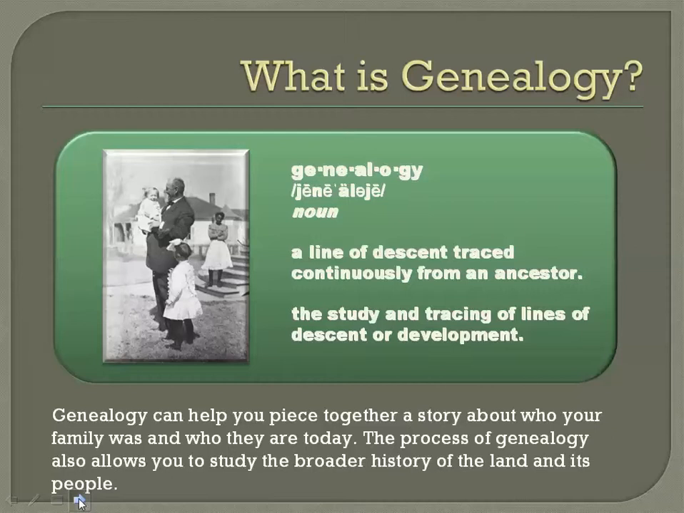In its most basic form, genealogy is a line of descent traced continuously from an ancestor. You'll track one of your ancestors backwards through time and establish the facts of their lives. But there's a second definition of genealogy that's a bit more broad and encompasses the overall history and context of a land and its people. That definition is the study and tracing of lines of descent or development. As you research your family's history, you won't just gain the facts of their lives through records, but you'll piece together a narrative or story about their lives set against a backdrop of the history of the area in which they lived.